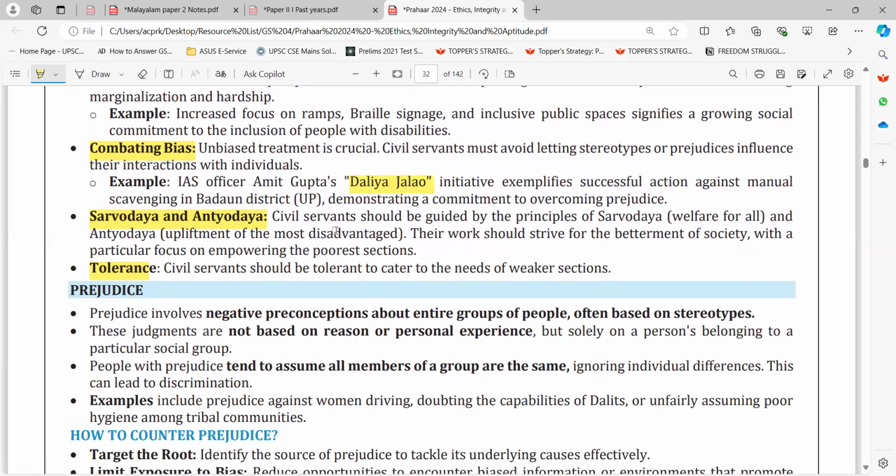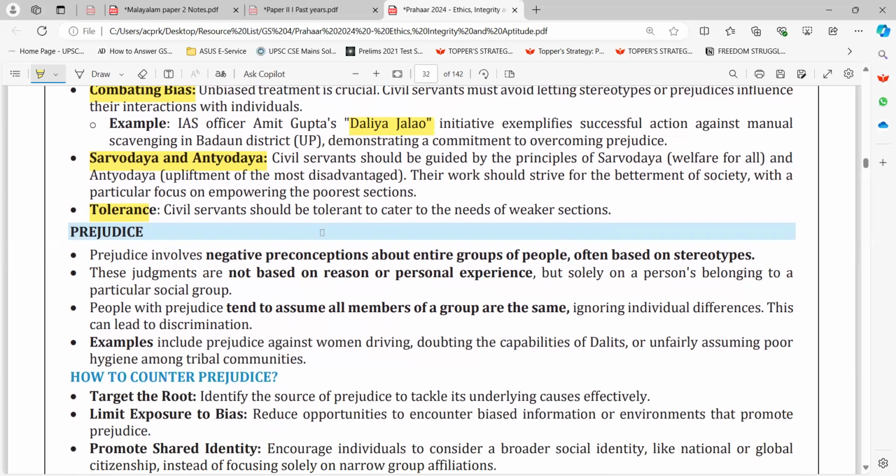Sarvodaya and Antyodaya. Civil servants should be guided by the principles of Sarvodaya, welfare for all, and Antyodaya, upliftment of the most disadvantaged. Their work should strive for the betterment of society, with a particular focus on empowering the poorest sections. Tolerance: civil servants should be tolerant to cater to the needs of weaker sections.